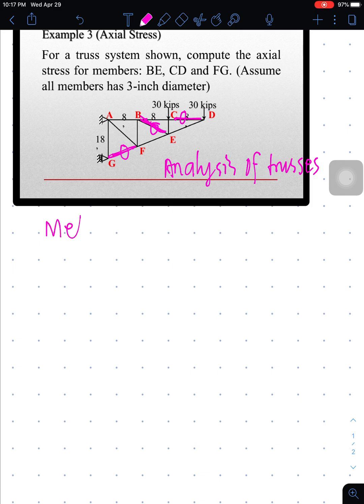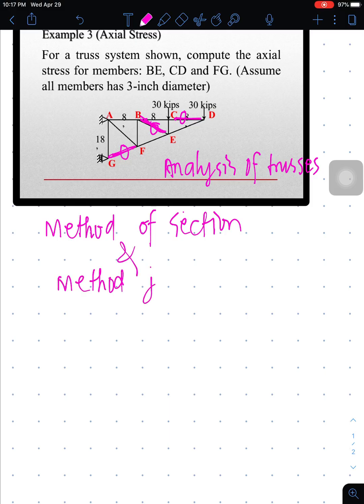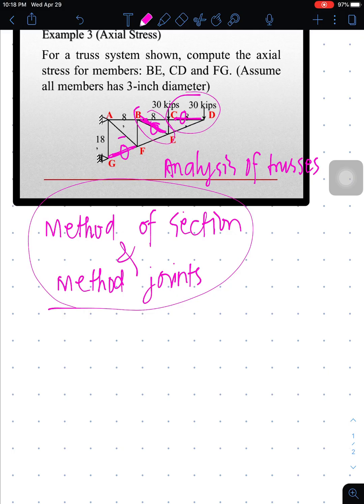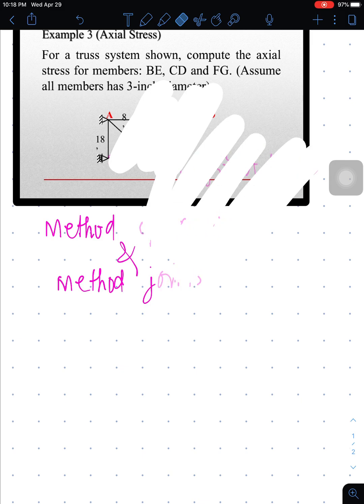So you have the method of section and the method of joints. So these are the 2 methods in solving for the analysis of trusses, in solving for the forces inside these members. So we are going to go back to statics. So let us erase this, and then we may proceed.